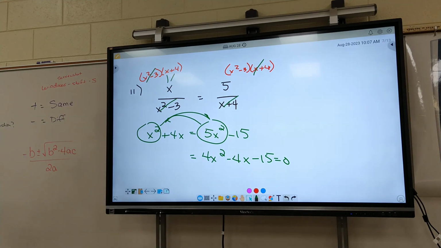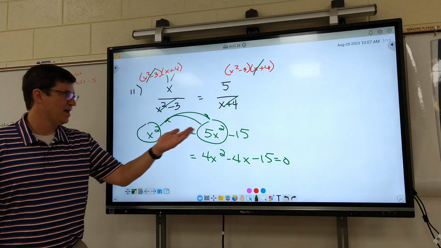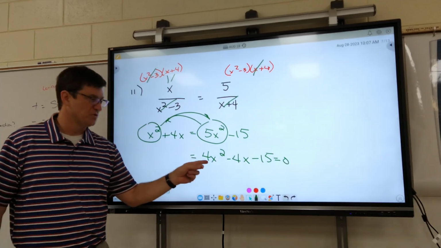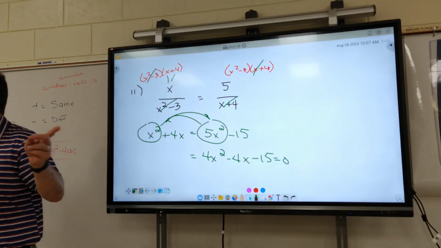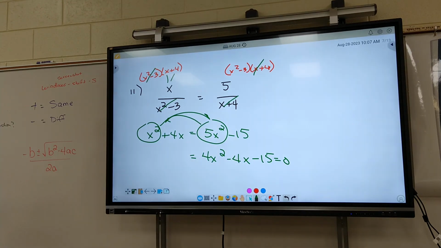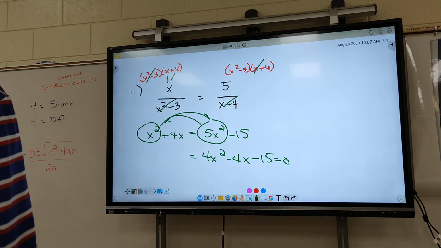So either do it all the way out and then change all the signs, or just look ahead and move this over here so you'll have a positive 4 in front of that first number. I don't want y'all to have a negative. You can still work it out, but it's a lot easier to mess up. All right, so y'all do quadratic formula. You're done with this one.